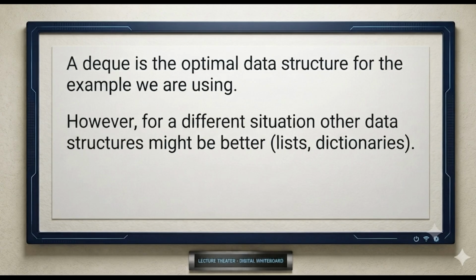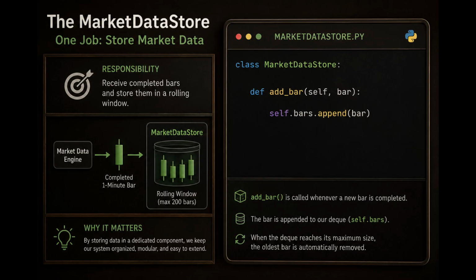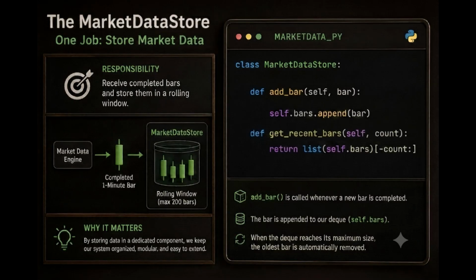Which naturally raises the next question: how do we actually ask the market data store for data? Once again, we'll give this responsibility to a dedicated function inside our market data store class. Here we've named it getRecentBars. It accepts a parameter called count, which tells the market data store exactly how many recent bars we want to retrieve. The implementation itself is quite straightforward. It simply returns the most recent candles from our rolling window.